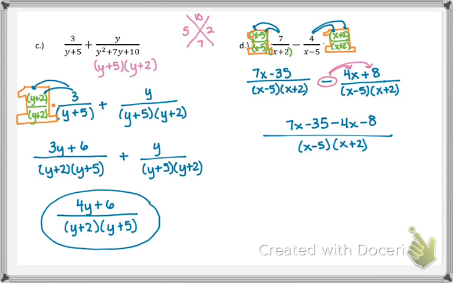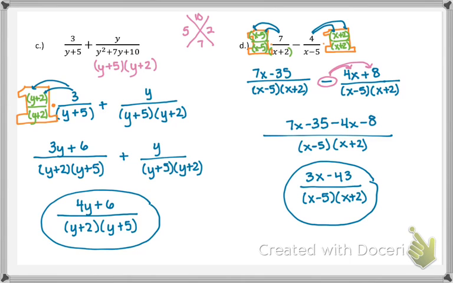And then we're just going to combine the numerator. Combine like terms. So 7x minus 4x gives me 3x. And then negative 35 minus 8 is going to give us negative 43, all over x minus 5, x plus 2. And that's our final answer.